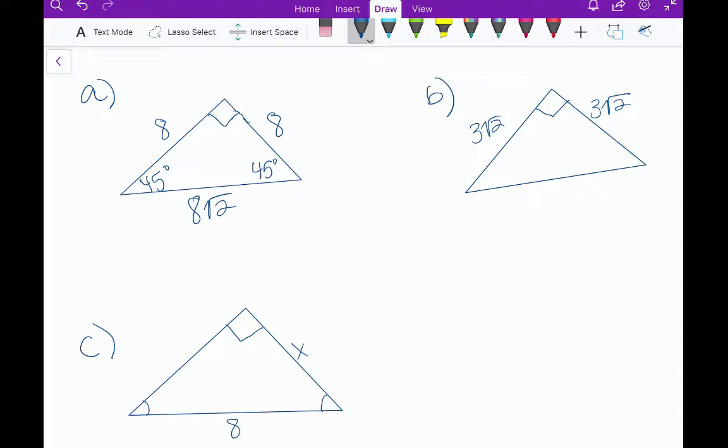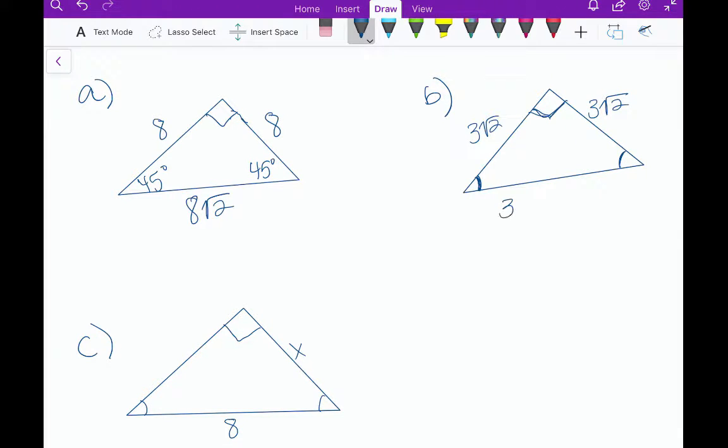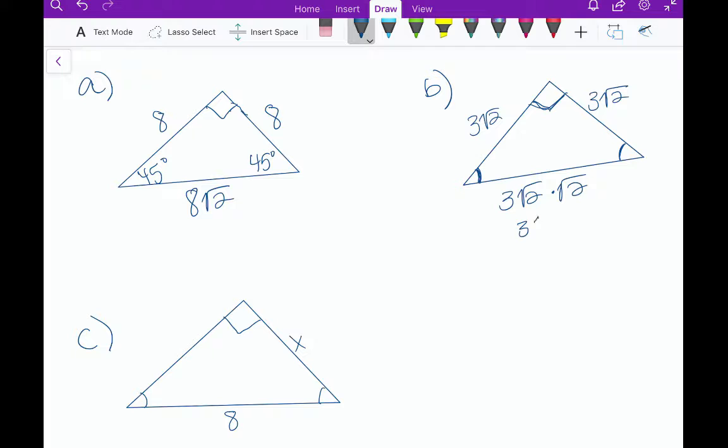Over here, I know the legs are 3 square root of 2, and because those are shown to be congruent, I know that these angles are congruent, which means they're both 45 because this is already 90. So what is the hypotenuse? The hypotenuse is going to be 3 square root of 2 times the square root of 2, which is 3 times the square root of 4, and the square root of 4 is 2, which is 3 times 2. Therefore, it is 6. So the hypotenuse here is 6. 3 times the square root of 2 times the square root of 2 is going to give you 6.